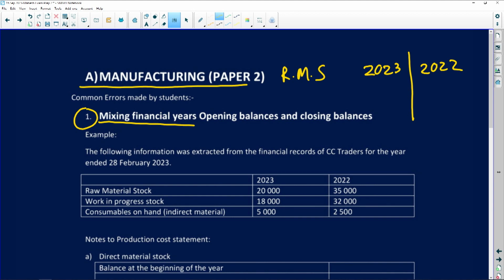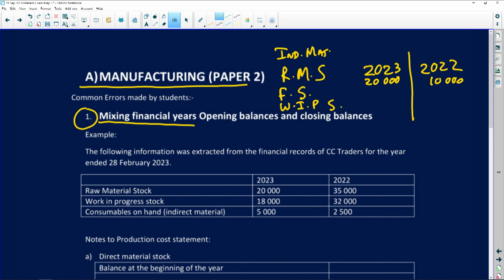What was your balance at the beginning of the year? Could be 10,000, and at the end of the year 20,000, right? You will also be given information for finished goods, or finished goods stock. What else? You get information on work in progress stock. You also are given information on indirect materials.